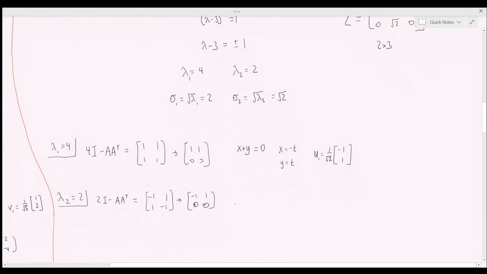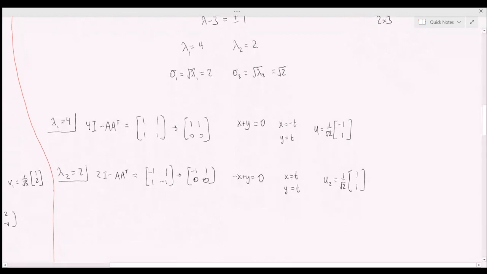So to do that, we look at the null space of this matrix. So I guess that's x equals y. So then we take the vector (1, 1) as one particular eigenvector, and then we'll normalize it to get the vector u2, okay? All right.